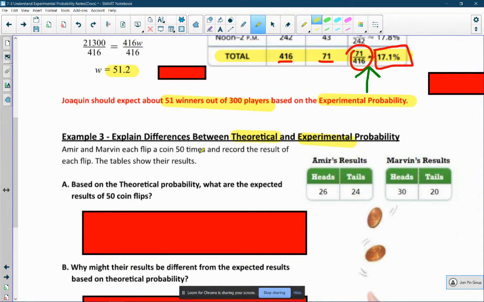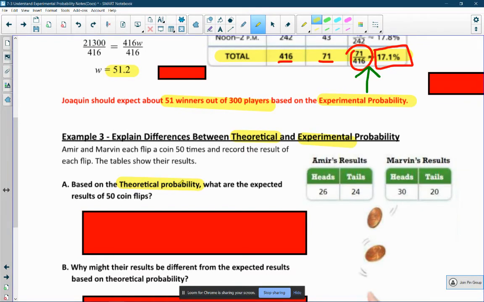So it says Amir and Marvin each flip a coin 50 times and record the result of each flip. The tables show their results. So let's look at the table. It says Amir flipped the penny 50 times: 26 heads, 24 tails. Marvin, 30 heads, 20 tails. So let's look at this first. Based on theoretical probability, what are the expected results of 50 coin flips?